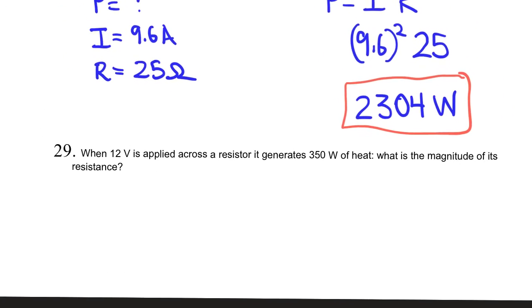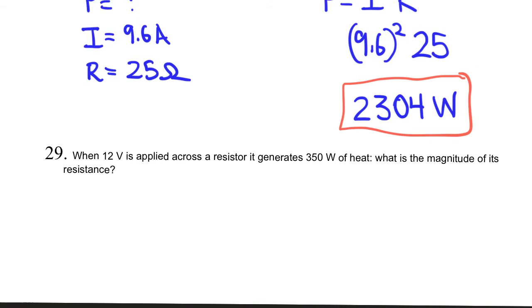All right, number 29 says when 12 volts is applied across a resistor, it generates 350 watts of heat. What is the magnitude of the resistance? Now, don't let this one trick you. It doesn't clearly specify a lot of things, and you might get confused by some of the numbers.